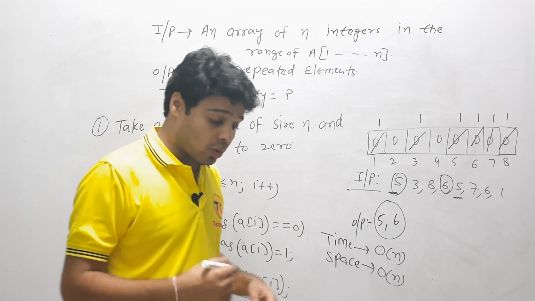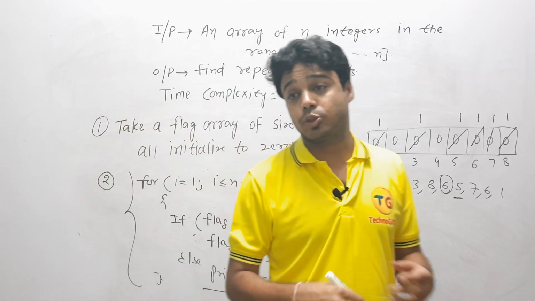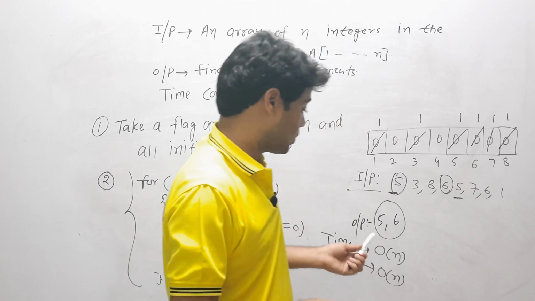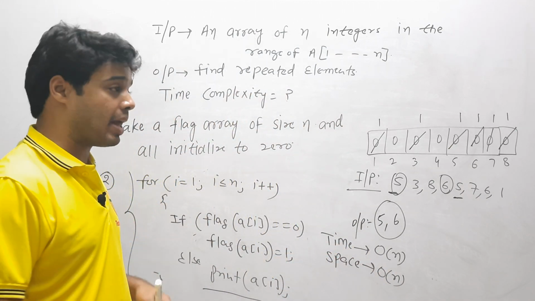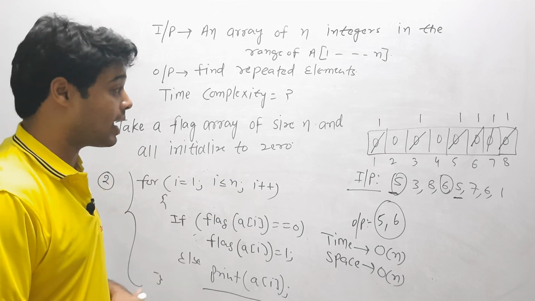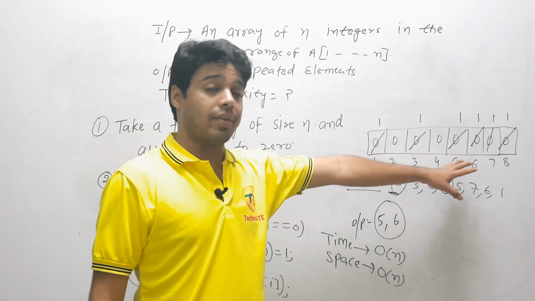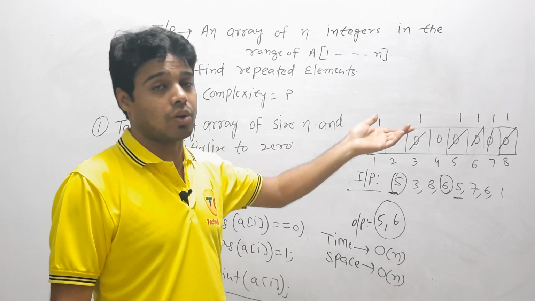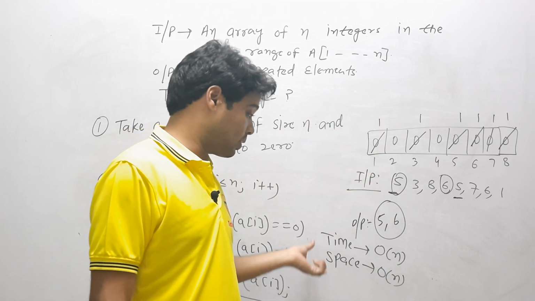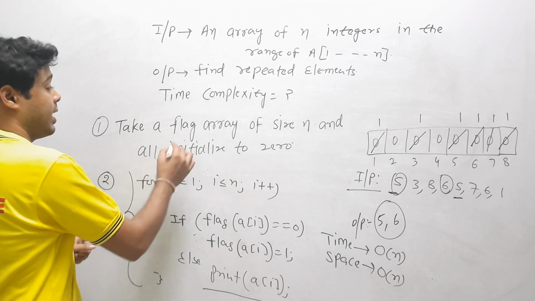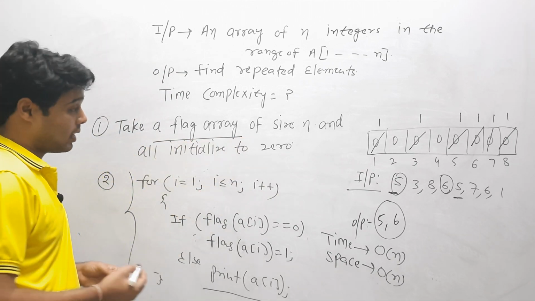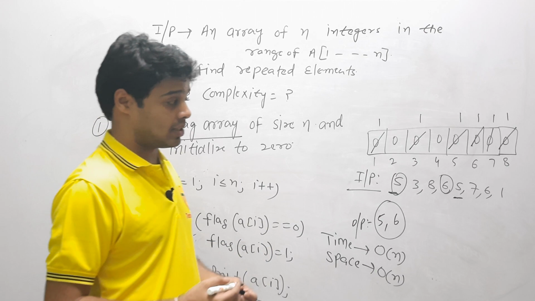Whenever the user uses extra space, the space is counted. We are taking extra space to track each variable: has it already come or is it coming again? So the time is order of n and the space is order of n. The flag array means extra space here.